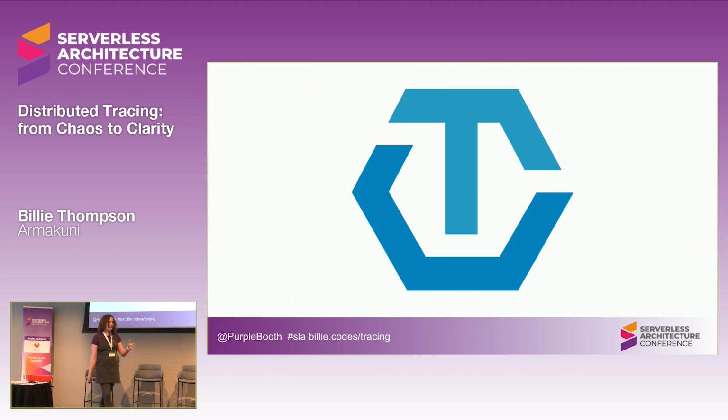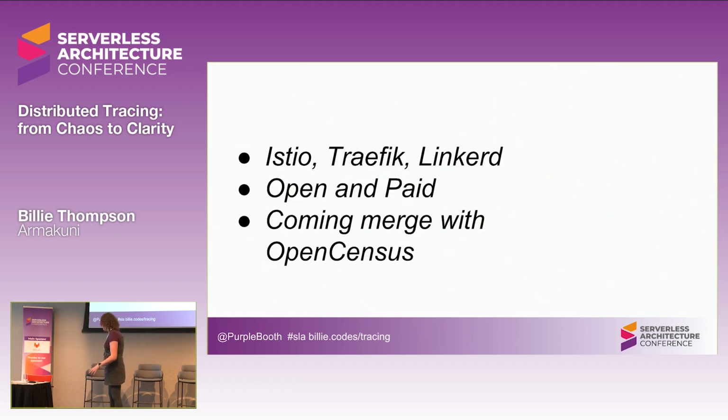I really like OpenTracing, because it's used in a lot of the technologies that I use on a day-to-day basis. Istio, Traefik, Linkerd, they all support starting traces in their actual software, so you don't have to go into your microservices. You can start at the edge of your network.